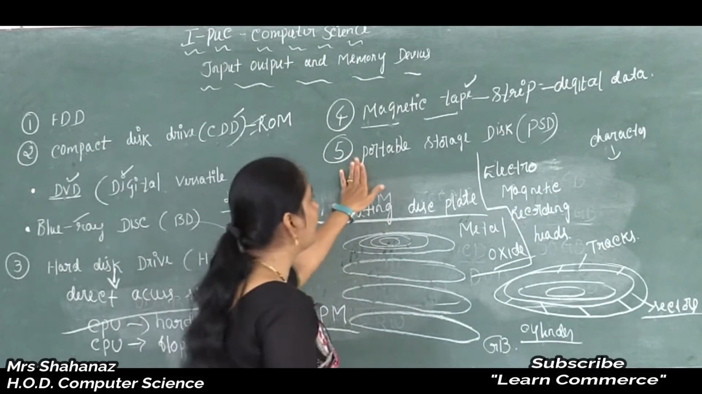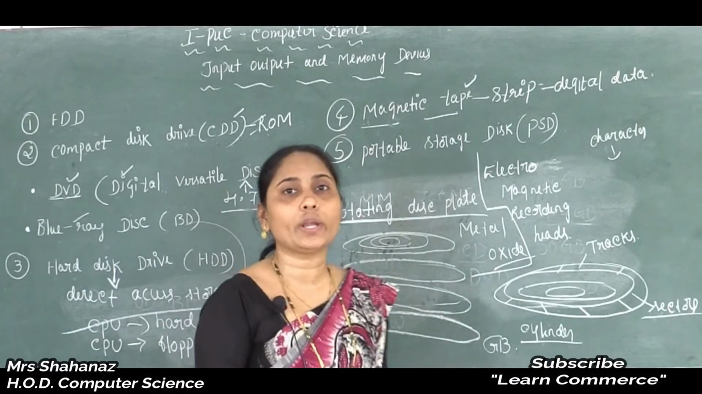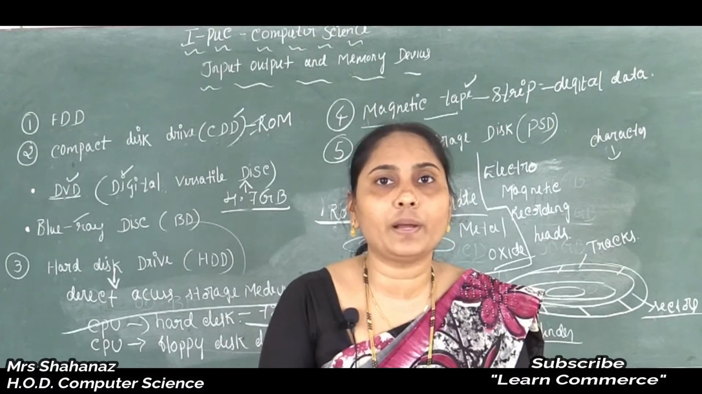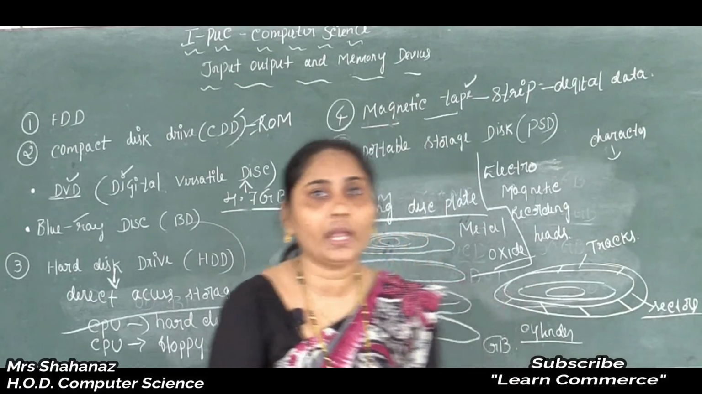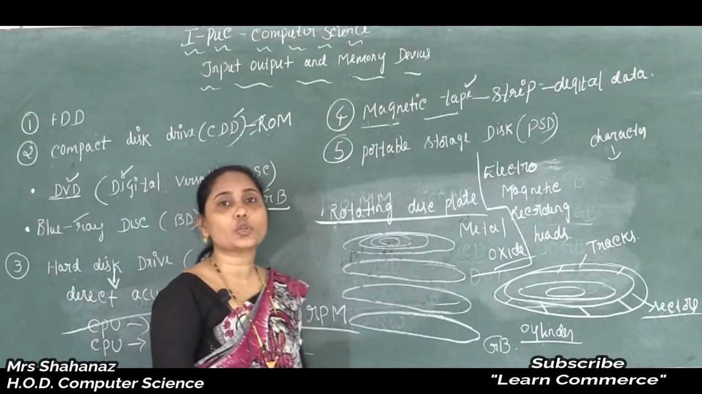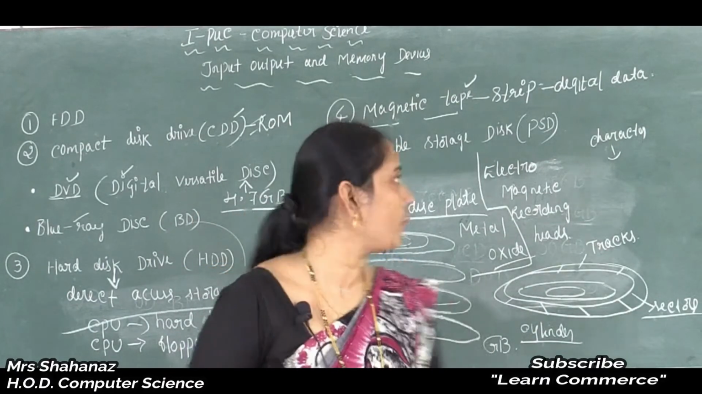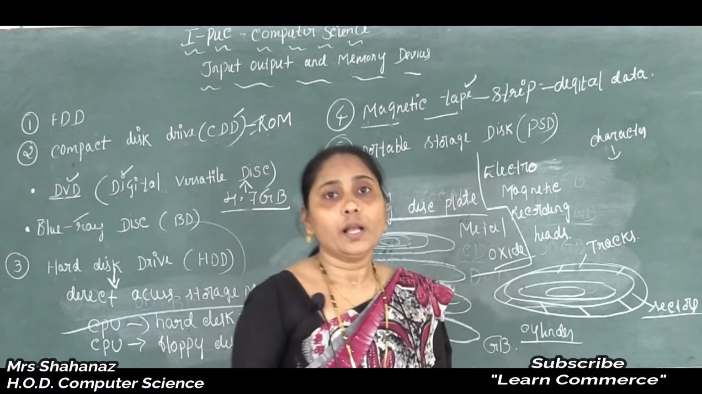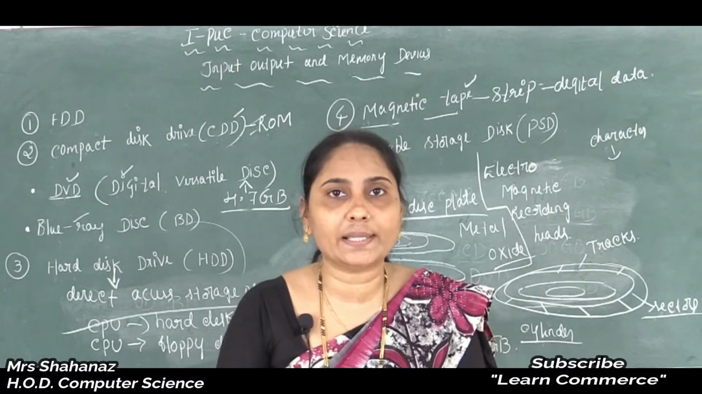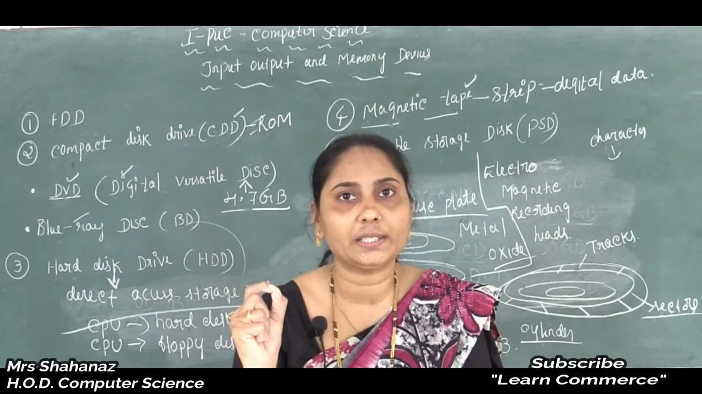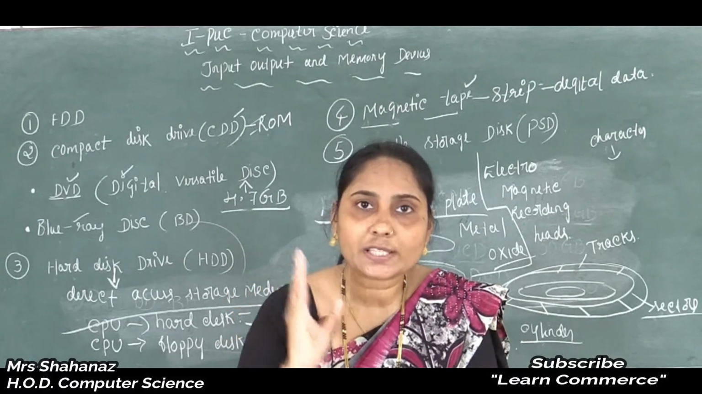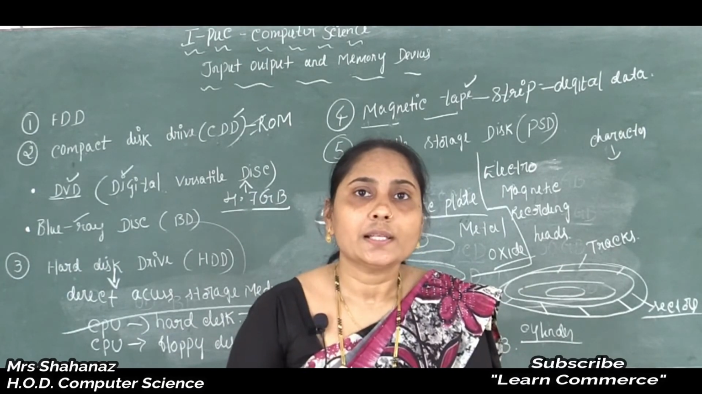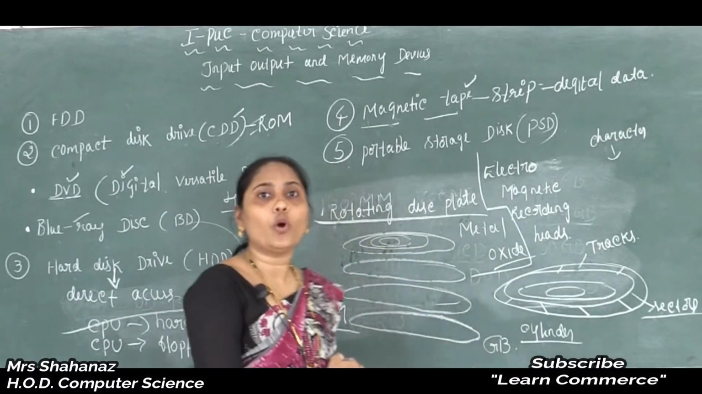Now, the last thing is our portable storage device. One good example is our pen drive. The pen drive is a portable storage disk, PSD, the full form of PSD being portable storage disk. It is a small drive, a small device. The size of a pen drive is very small, correct? So it is a small drive, a small device, and such a device is designed to hold any kind of the digital data.